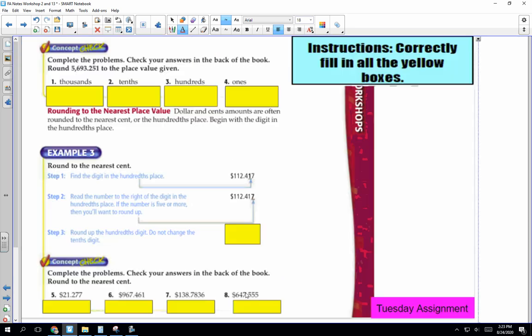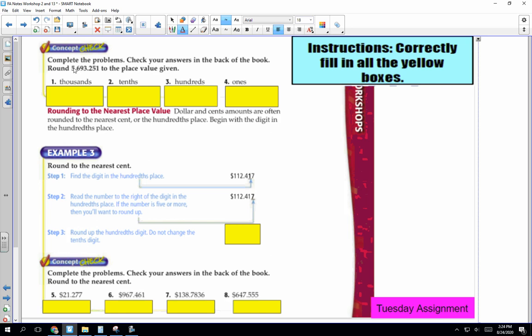Okay, let's do some practice with that. Complete the problems. Check your answers in the back of the book. All of the concept checks live in the back of the book. So we're going to take this 5,693 and 251 thousandths. And then we're going to round to the different place values.